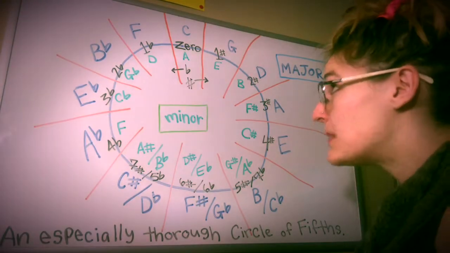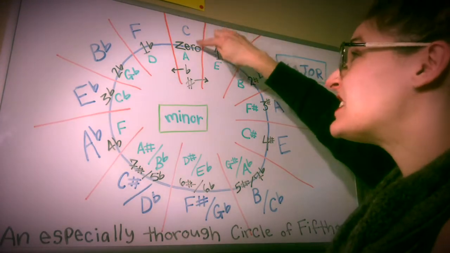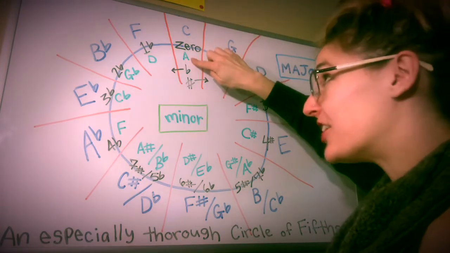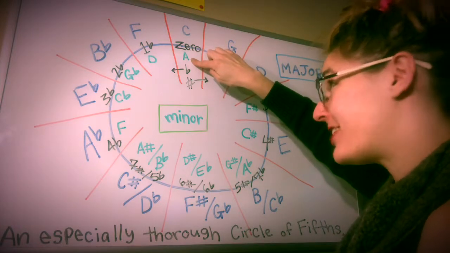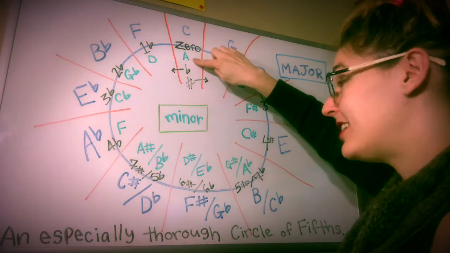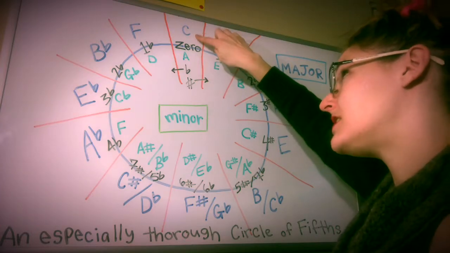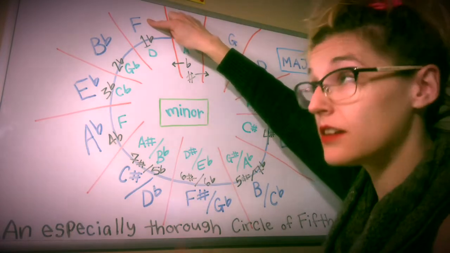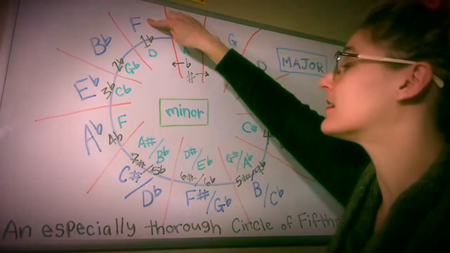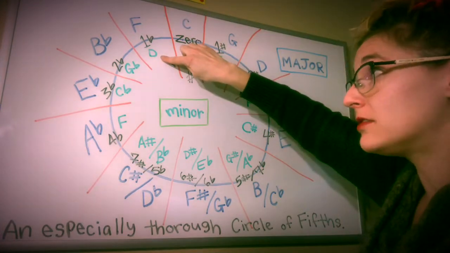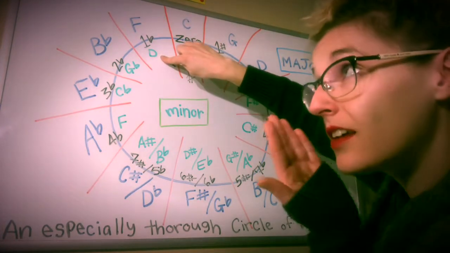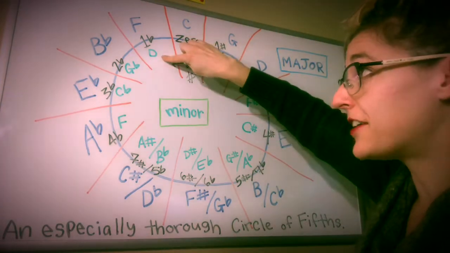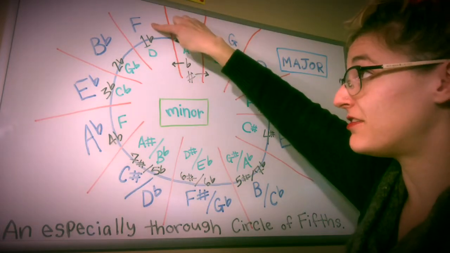We've known for some time now that the key of C has 0 sharps and 0 flats. Well, the key of A minor has 0 sharps and 0 flats. The key of A minor is relative to the key of C major. The key of F major has 1 flat, and that flat is B flat. The key of D minor has 1 flat, and that flat is still B flat. The key of D minor is relative to the key of F major.